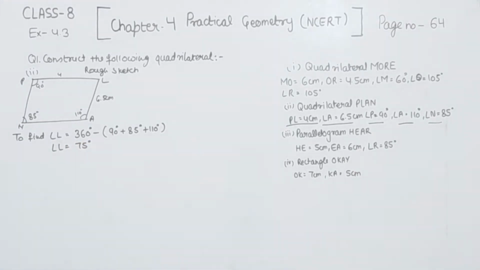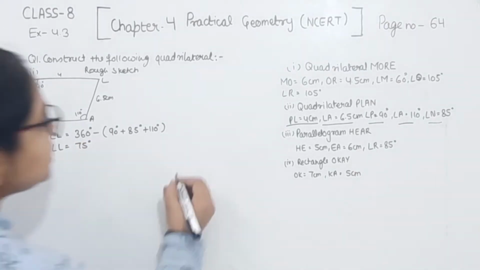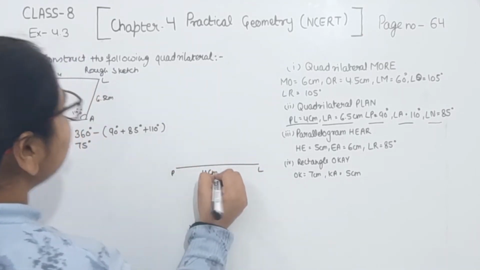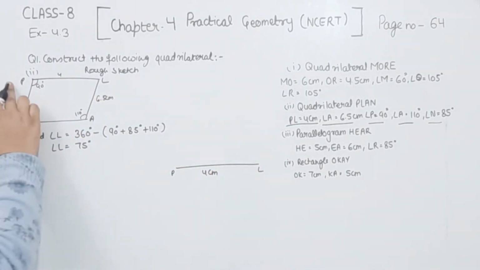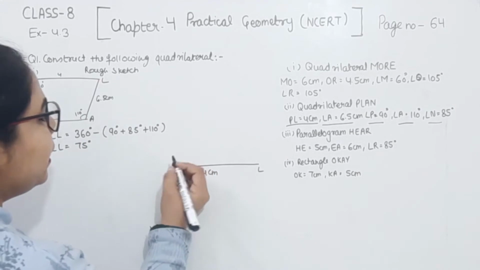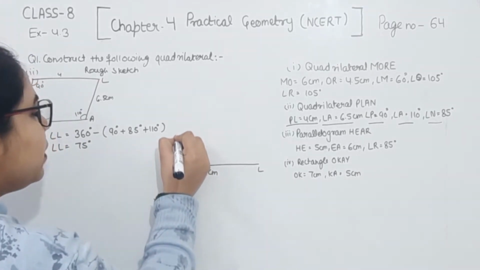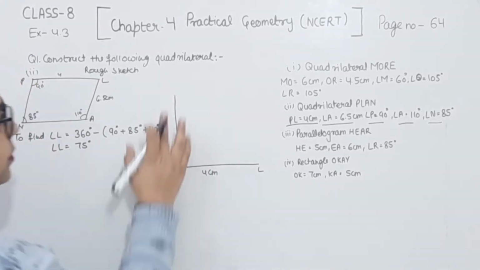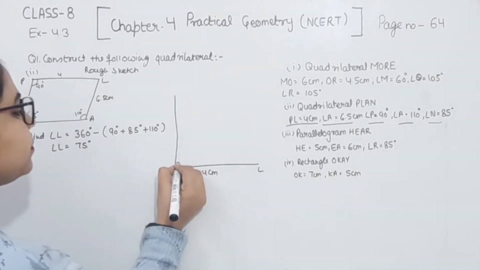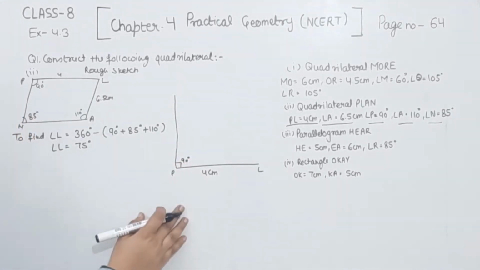First of all, we are going to draw the line segment PL equal to 4 centimeters. This is PL equal to 4 centimeters. Now we are going to construct the angle P as 90 degrees. We can draw it with the help of a compass or a set square. Suppose this is the 90 degree angle. Now this is the angle P.